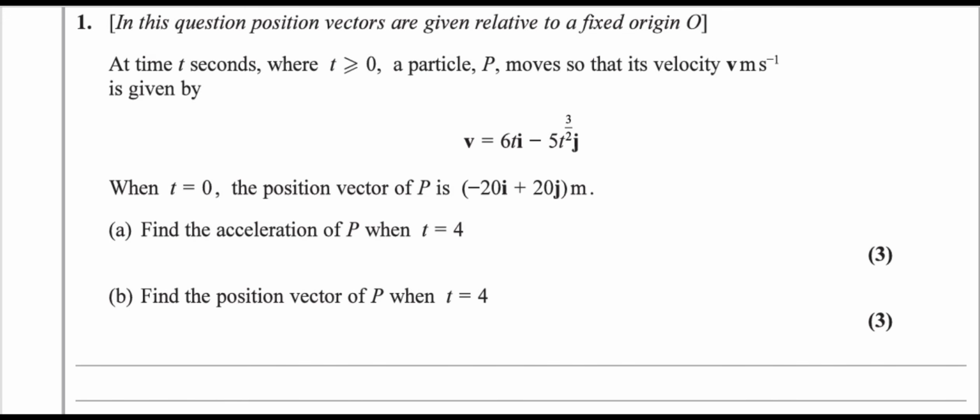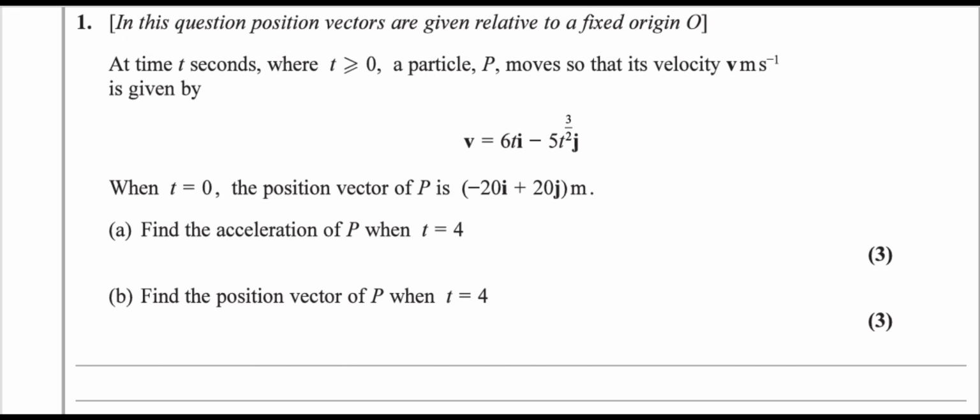Question 1. In this question, position vectors are given related to a fixed origin O. At time t seconds where t is greater than or equal to 0, a particle P moves so that its velocity v meters per second is given by v equals 6t i minus 5t to the power of 3 over 2 j. When t equals 0, the position vector of P is minus 20i plus 20j meters. Part A: Find the acceleration of P when t equals 4.